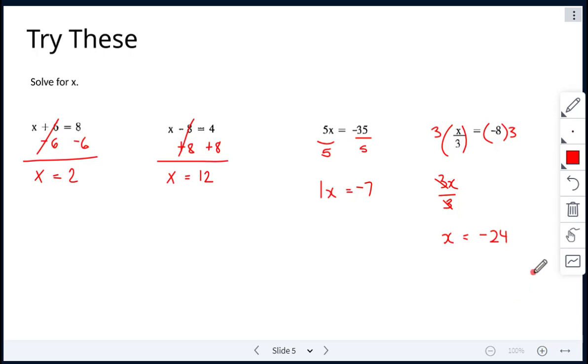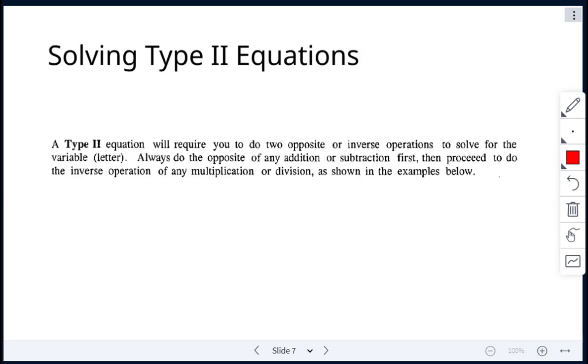All right, so there we go for type 1 equations. So next we're looking at type 2 equations. In type 2 equations, we're going to have to use 2 steps. So we have to do 2 opposite operations to solve for the variable, which is usually x.